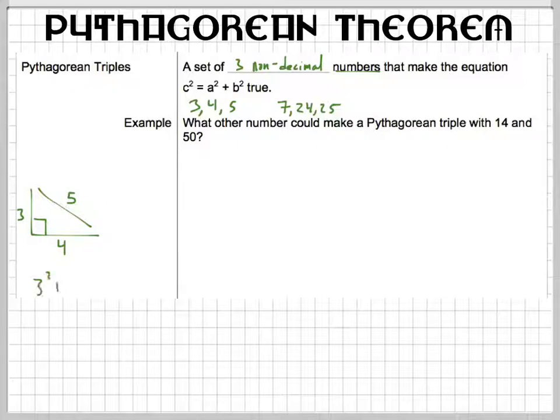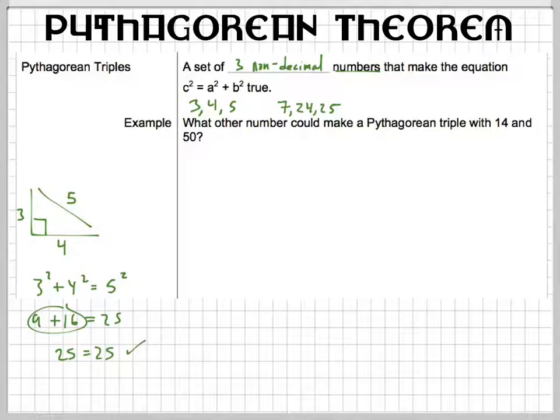3 squared plus 4 squared equals 5 squared. 5 is your C. 3 squared is 9, 4 squared is 16, and 5 squared is 25. Is 9 plus 16 equal to 25? Yes, it's 25. That works because it's a Pythagorean triple. It satisfies the Pythagorean theorem. But you know what's really neat? You can switch the 3 and the 4.